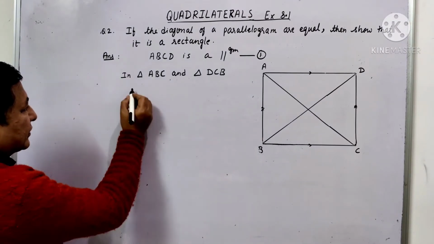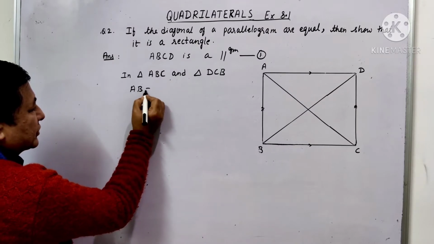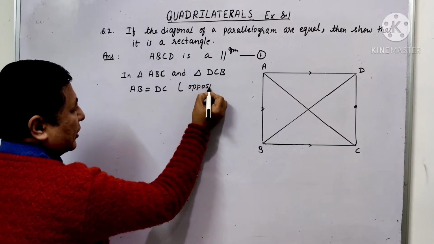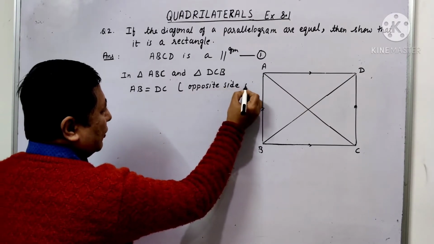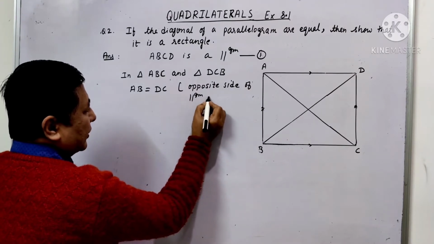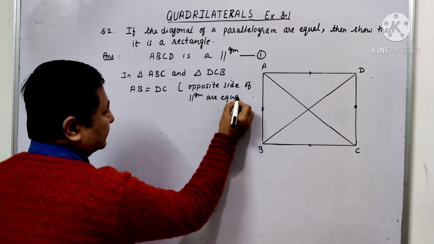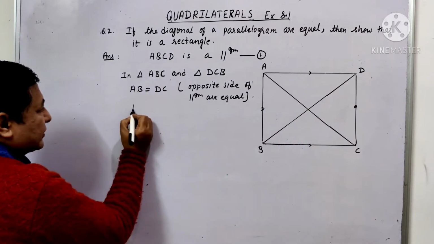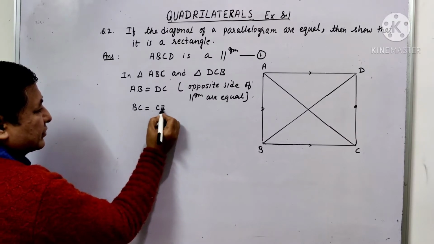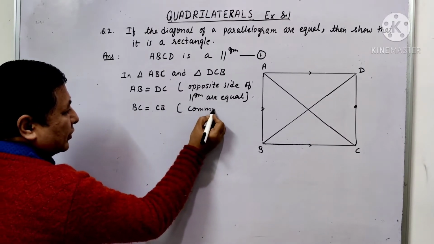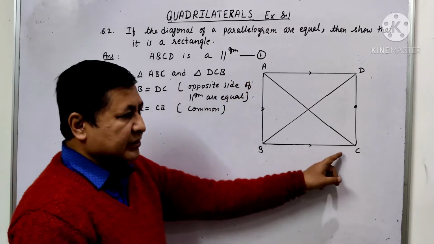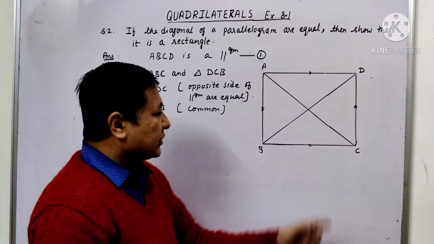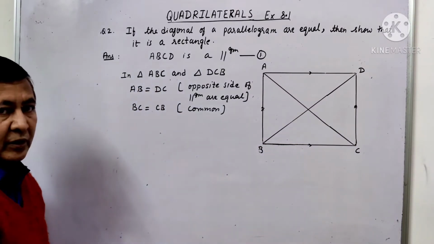Now in this it is given that AB is equal to DC. These are opposite sides of the parallelogram. Opposite sides of a parallelogram are equal. Now BC, if you see, BC and CB are common. In triangle ABC, BC is there, and in triangle DCB, CB is there. So BC equals CB, they are common.